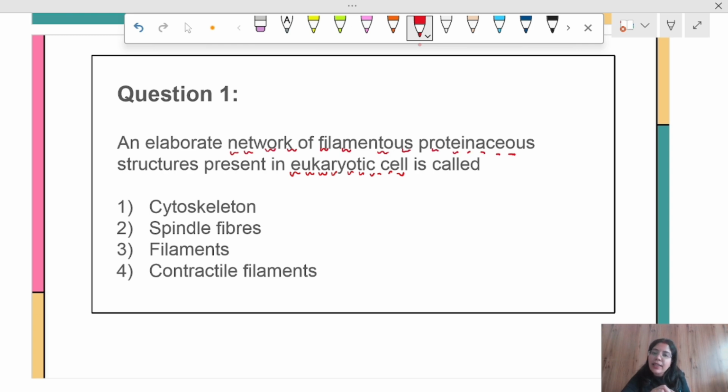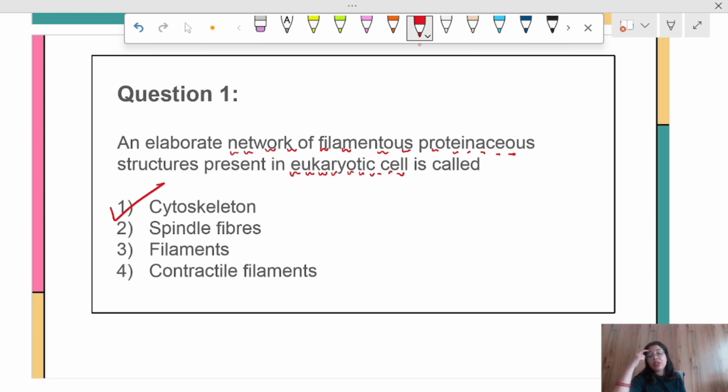So inside the cell, in the cytoplasm area, what is that proteinaceous fibrous, filamentous thing which is present? Which acts like a structural framework of a cell, which gives support to a cell, which helps in providing motility to the cell, right? Also it helps in transportation of different vesicles inside the cell, movement of vesicles inside the cell. So I hope you understood the answer. It is cytoskeleton, right? Cytoskeleton is an elaborate network of filamentous proteinaceous structures present only exclusively in eukaryotic cell.